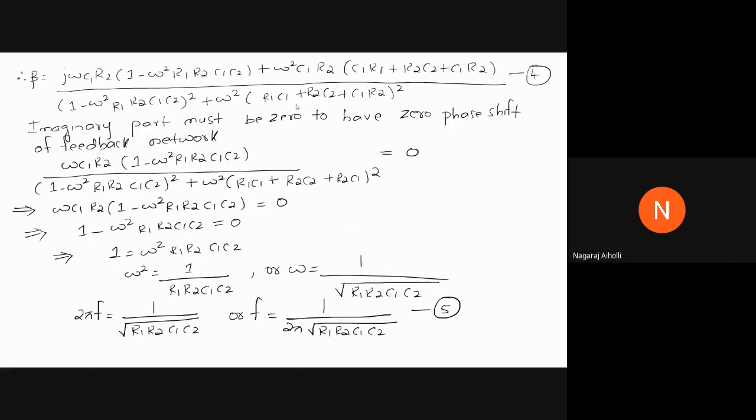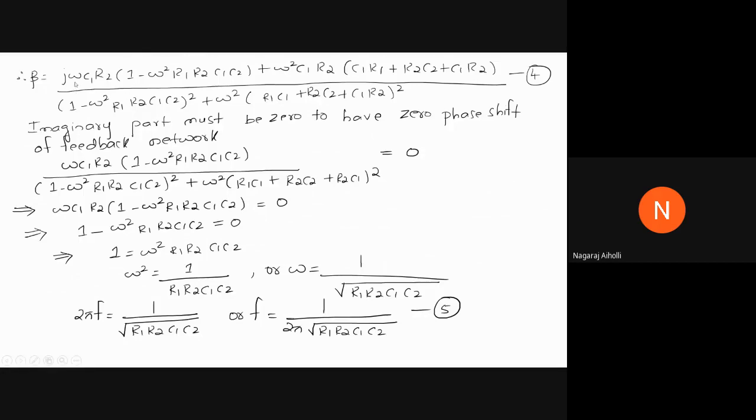If the imaginary part is having a term, then we will not be having a zero phase shift. There will be some phase difference or phase angle present. So if we want to have a zero phase shift of the feedback network, the imaginary part must be 0. Fine. That is what is the imaginary part here, students.